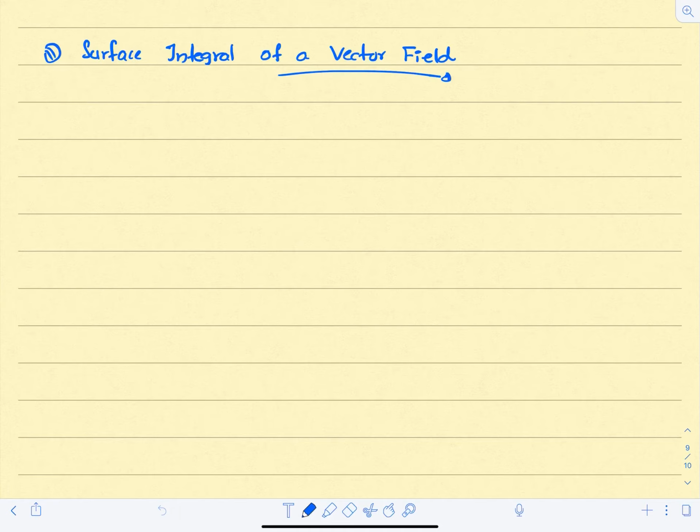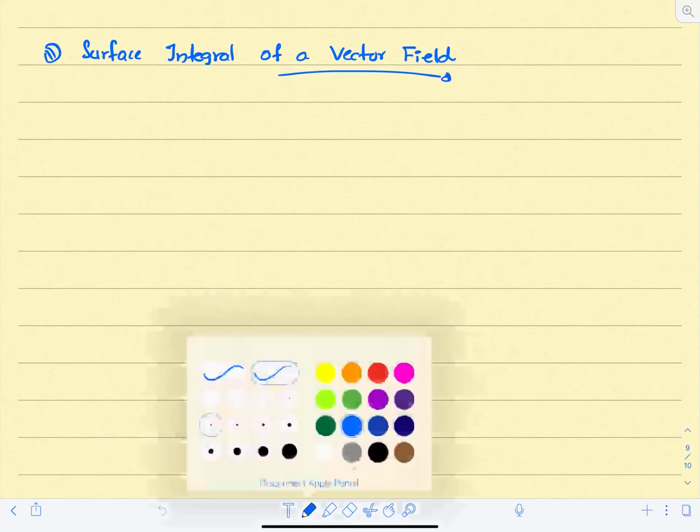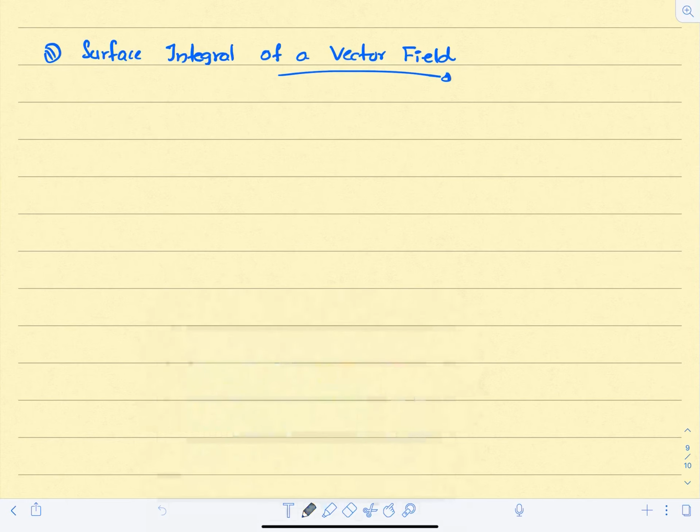Okay, here is the second part of this section. Now in this part, what we do is we are going to evaluate the surface integral of a vector field. Now let me draw a picture to explain this concept.